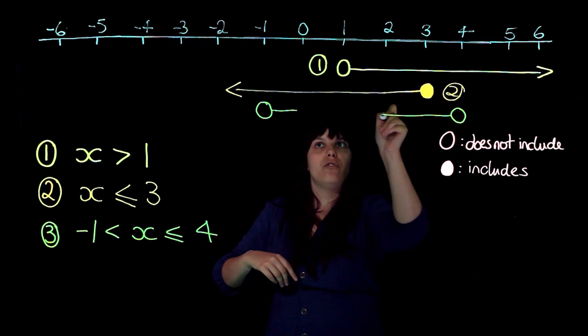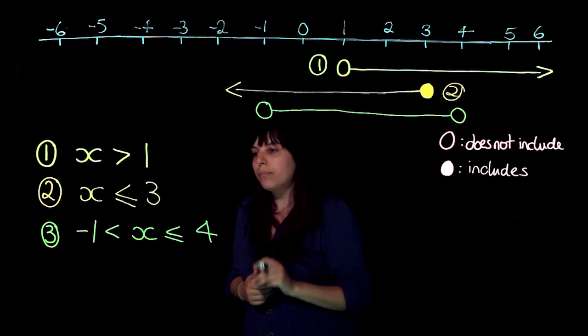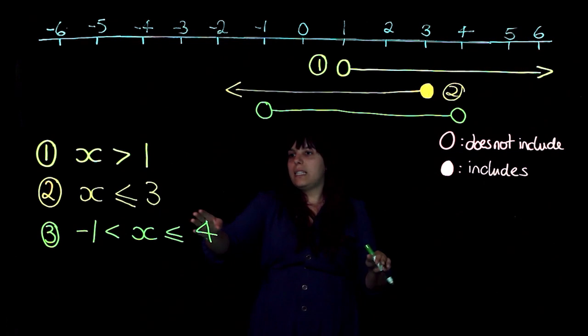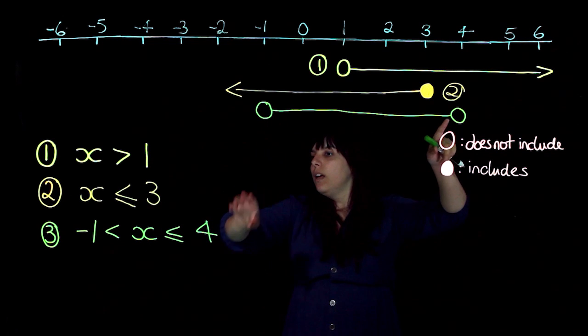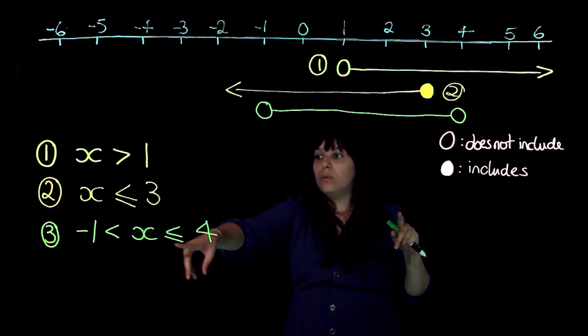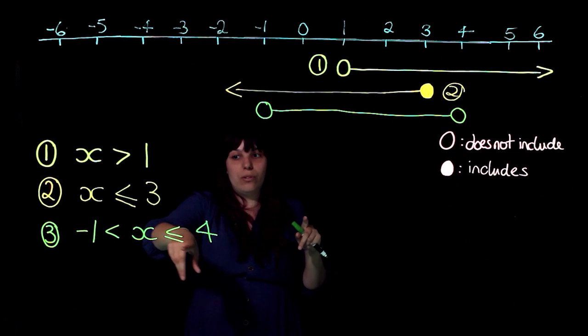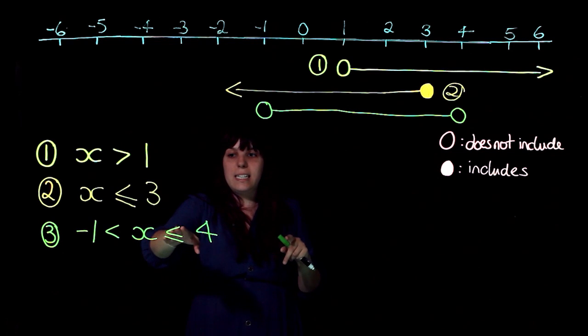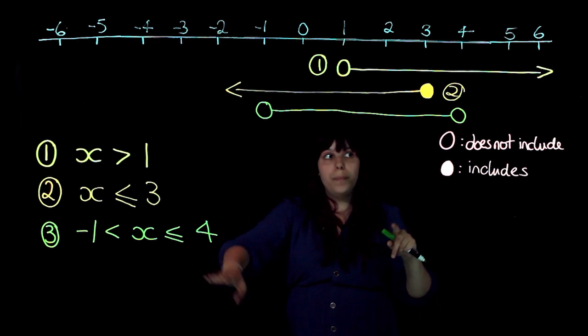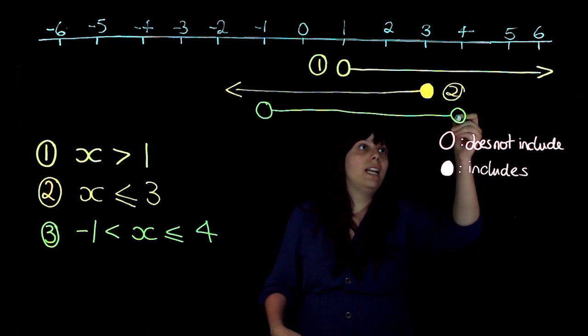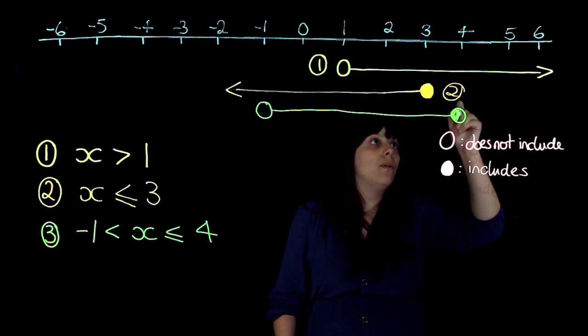So if I join up my line like that, that means that x can be anything between -1 and 4 at the moment. Because we've got the equals to sign here, x is less than or equal to 4. So that means it does include 4. So we're going to have to fill in the circle at 4.